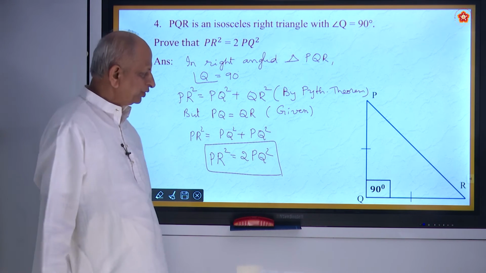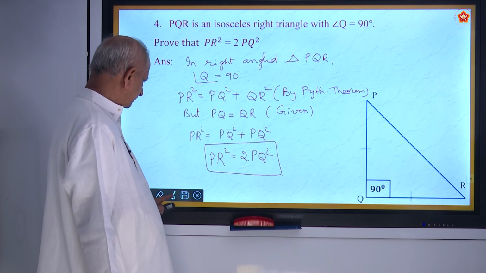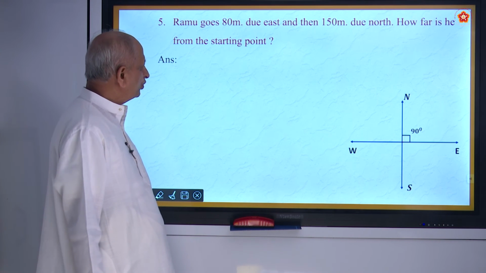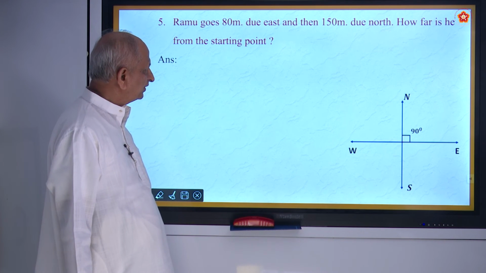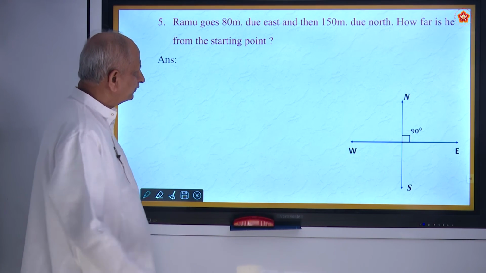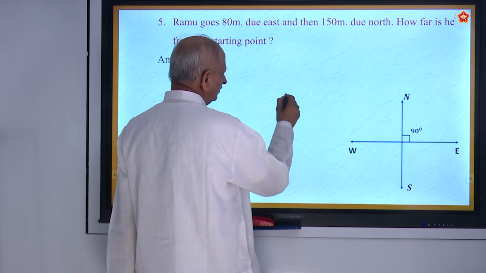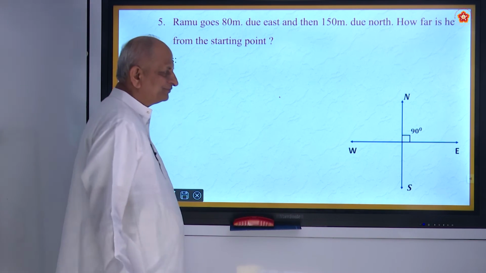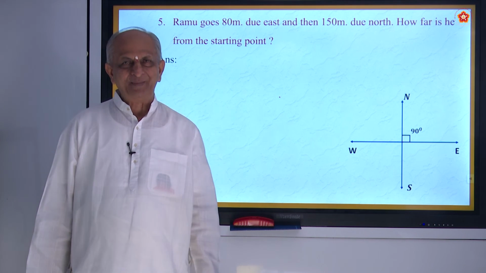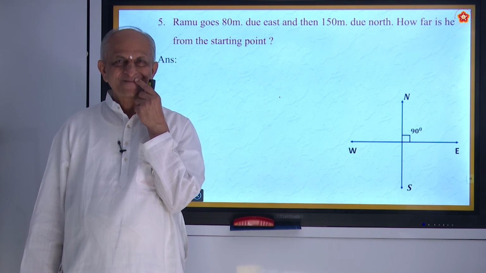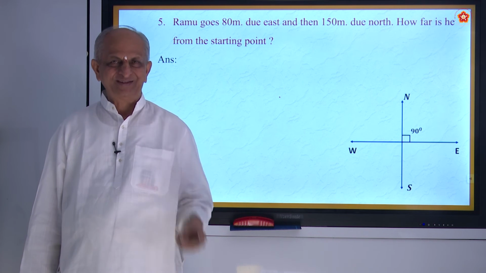Okay, shall we go to the next sum? Yes, the last, an interesting sum, one more. Ramu goes 80 meters due east, then 150 meters due north. Let us suppose Ramu is here now. For that you must know directions. There are 4 directions. Come on, you stand up. Show the 4 directions. Some of you know it.